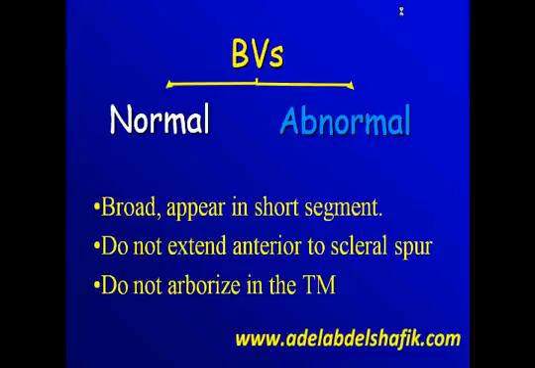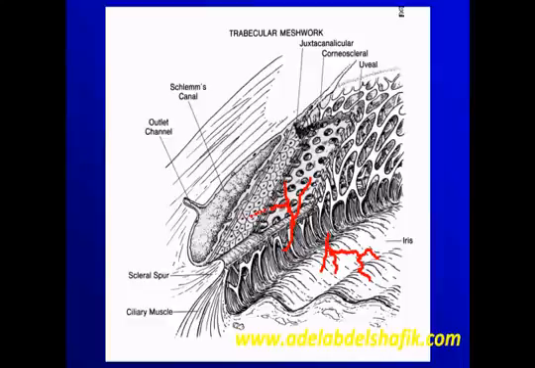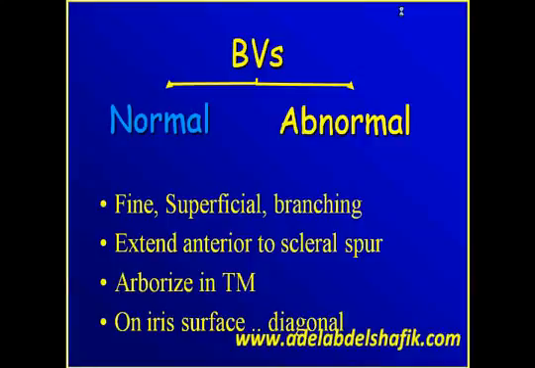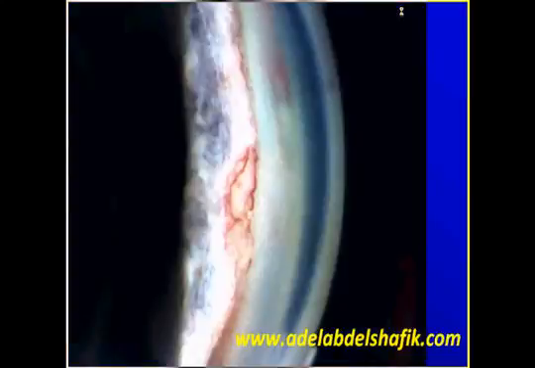So normal vessels are broad. They appear for a short segment. They do not extend anterior to the scleral spur. They do not arborize on the trabecular meshwork. These are the abnormal vessels. They arborize, they run diagonal, they can extend anterior to the scleral spur. If they are on the surface of the iris, they are diagonal, like here.